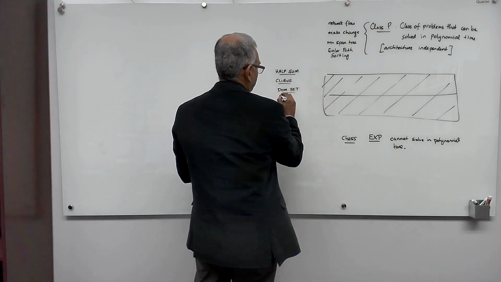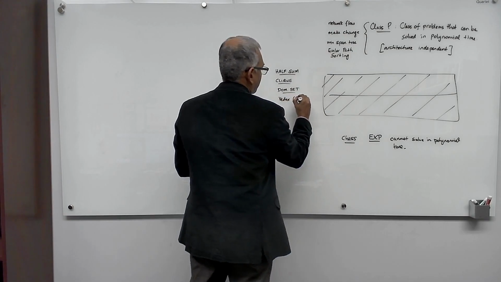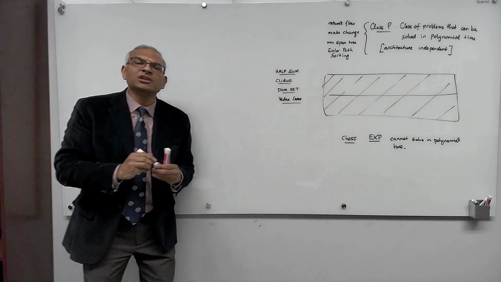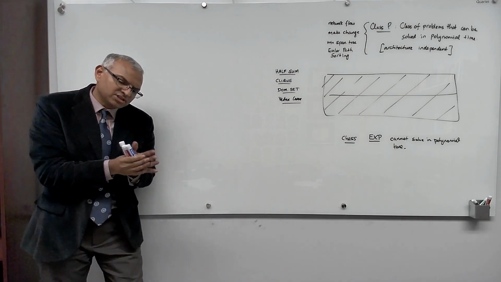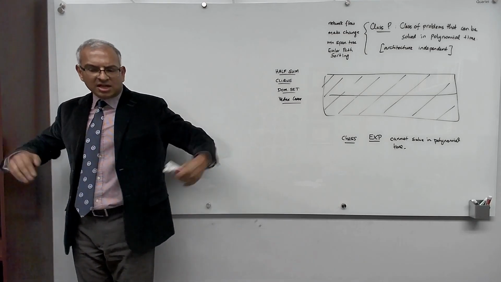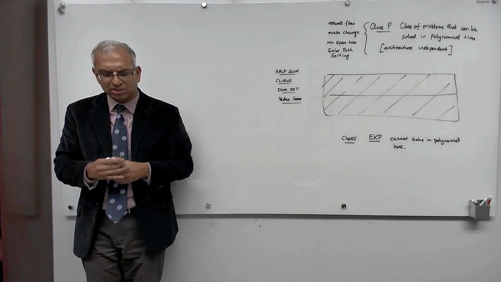Vertex cover. So place policemen at the intersections so that each policeman will surveil the roads that come to the intersection. What's the minimum number of policemen you need?